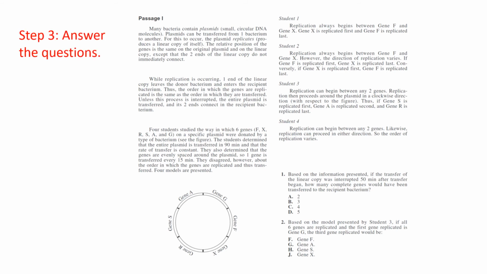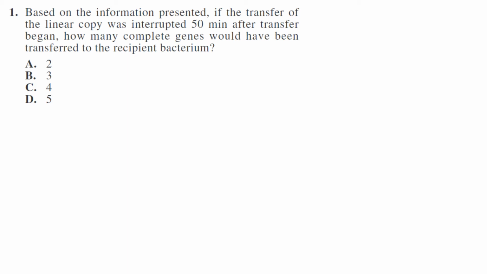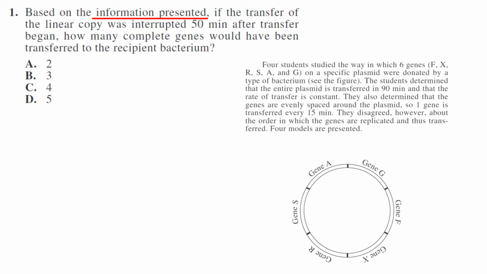Step 3 is to answer the questions. Hopefully you spent enough time understanding the passage that when you get to the questions, the answers are easier to find. Question number 1, based on the information presented, so this is information just in general, we know what the conflict was. If the transfer of the linear copy was interrupted after 50 minutes, how many complete genes would have been transferred? So this is just from the reading.